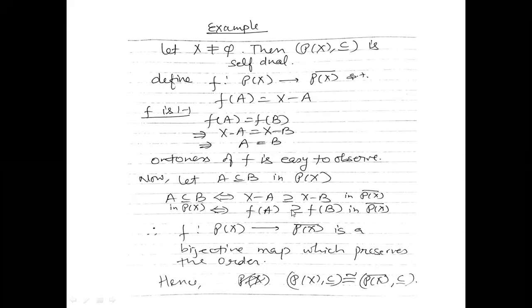So now we are coming to the order isomorphism. So let A be related to B in P(X). So the relation is contained in. So let A be contained in B in P(X). So A is contained in B if and only if X minus A contains X minus B in P(X) bar, if and only if f(A) contains f(B) in P(X) bar. Therefore f from P(X) to P(X) bar is a bijective map which preserves the order also, and hence this P(X) with inclusion, a partially ordered set, is isomorphic to P(X) bar with the inclusion relation. So this is a self-dual poset.